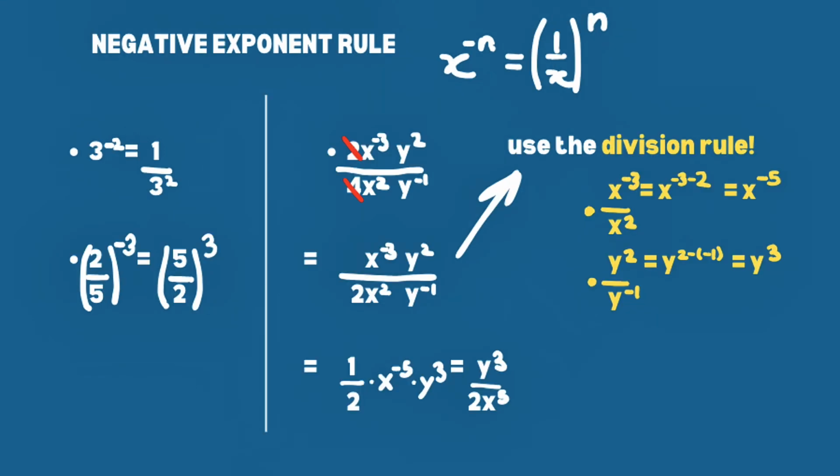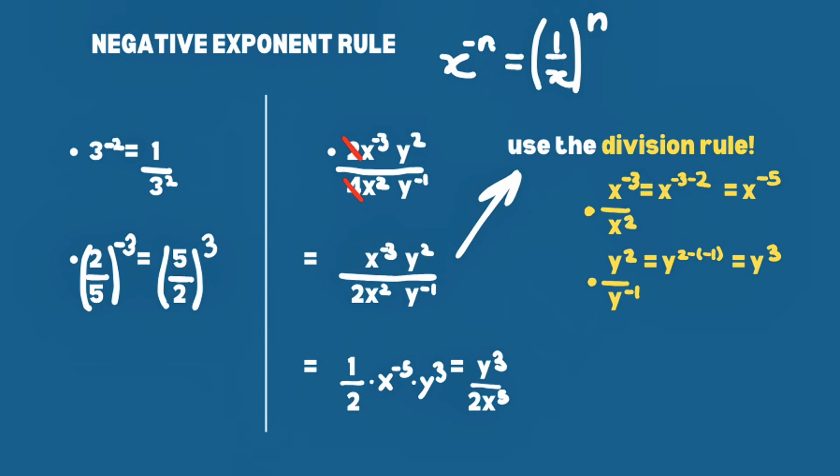Okie schmokie, now on to the negative exponent rule. Now that rule states that the base raised to a negative power is equal to the reciprocal of that base raised to the positive power. And you might be wondering what a reciprocal is. It's basically just flipping the denominator and the numerator around.